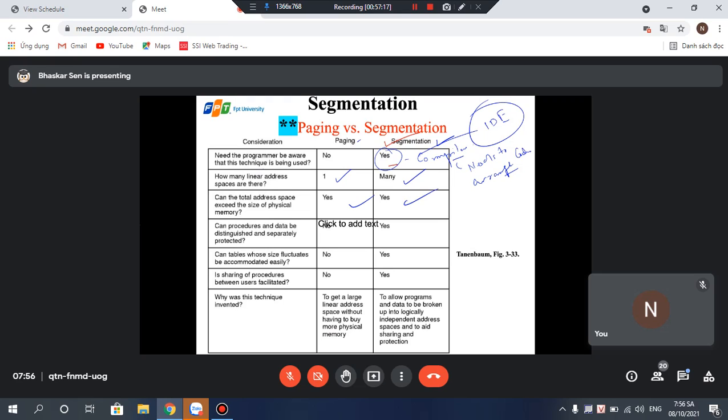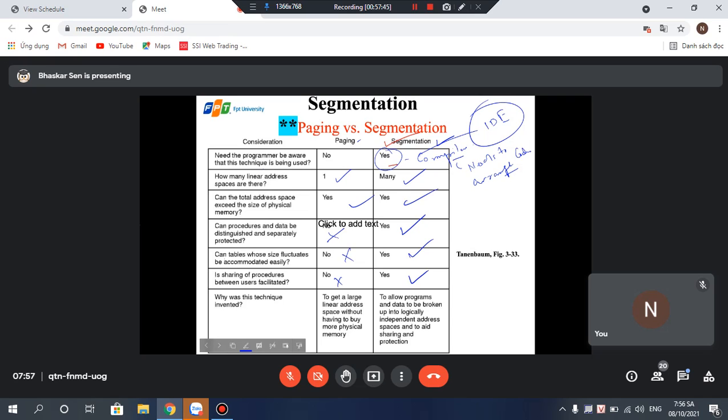Can procedures and data be distinguished and separately protected? No. Yes. Can tables whose size fluctuates be accommodated easily? No. Yes. That's where the value goes up. Is sharing of procedures between users facilitated? No. Yes.